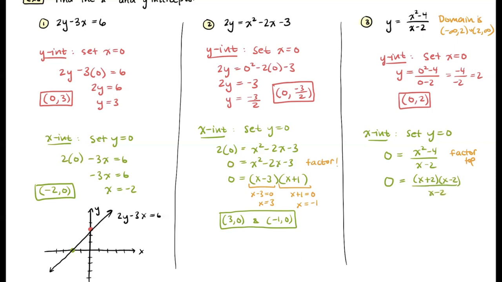Now the numerator will be 0 when x is negative 2 and x is positive 2. And that is going to maybe give us 0 because whenever you have 0 on the top and you have a number on the bottom, then this is equal to 0. However, there's a problem when x equals 2 because that's not in the domain of the function or the equation. So when you're trying to solve for the x-intercept, you actually can cancel these out here.